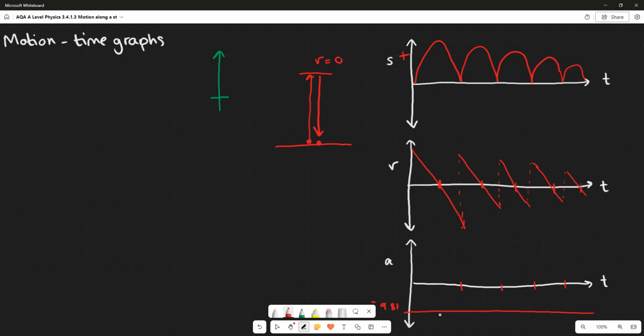So let's redraw this line. I'm going to make a gap at those locations, and for an instant we're going to have a very high positive acceleration, causing it to rebound. And again, you can use that dotted line to show that it's an instantaneous change.